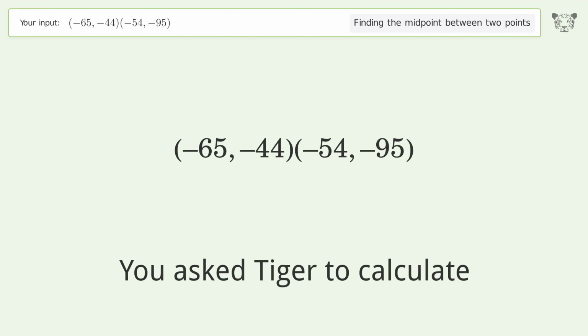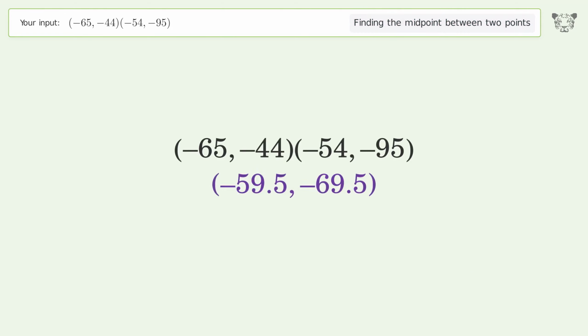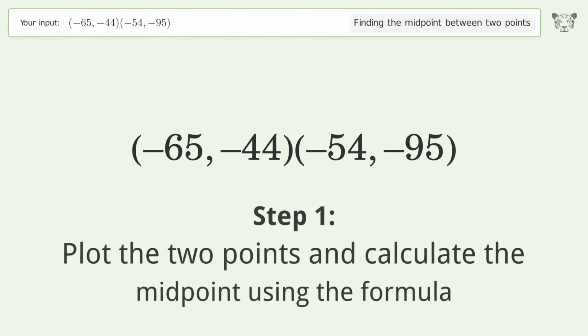You ask Tiger to calculate. This deals with finding the midpoint between 2 points. The midpoint between the 2 points is -59.5, -69.5. Let's solve it step by step. Plot the 2 points and calculate the midpoint using the formula.